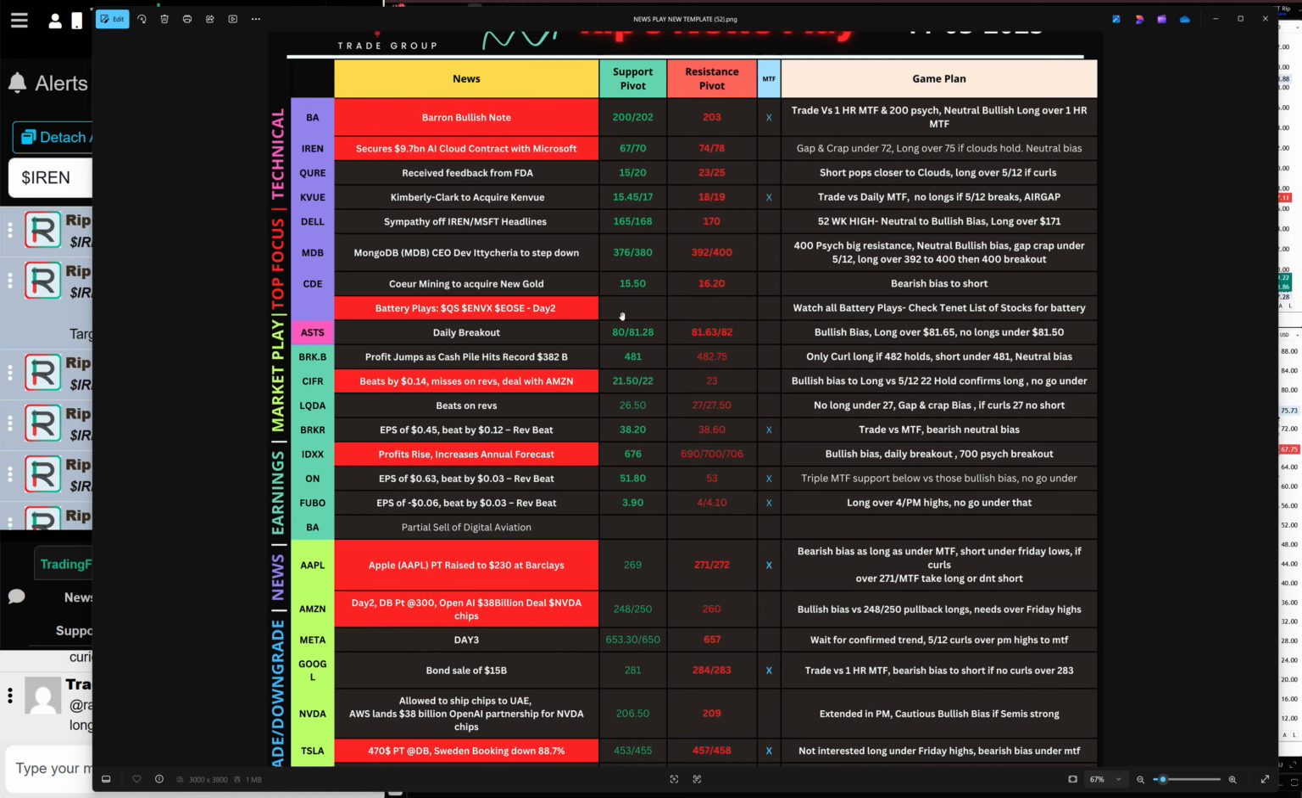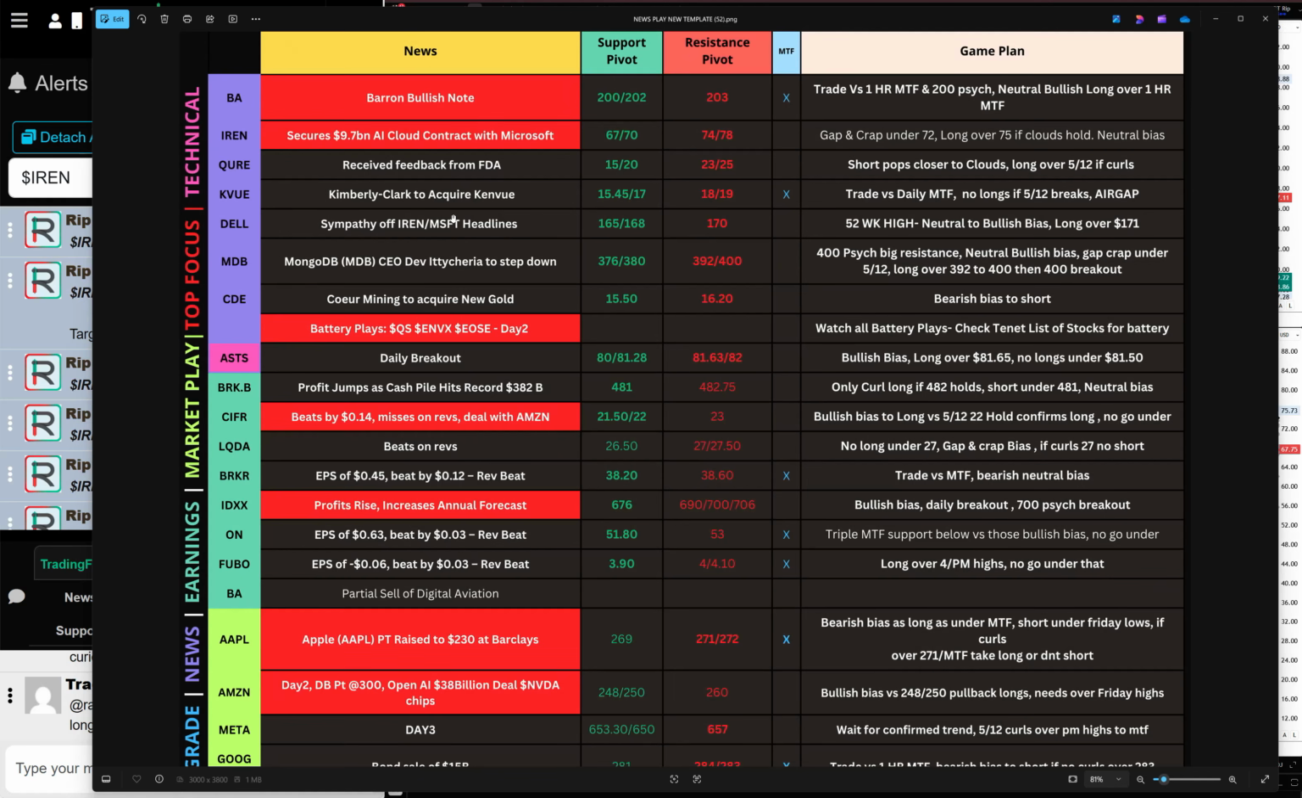So here was the plan on IREN in the pre-market. The plan for IREN in pre-market was, just discuss the news: gap and crap under 72, long over 75 if clouds hold, neutral bias. Support pivot was 67.70 and resistance pivot was 74.78. So we have a clear plan, right? We short it if it breaks 72, and we long it if it breaks over 75.